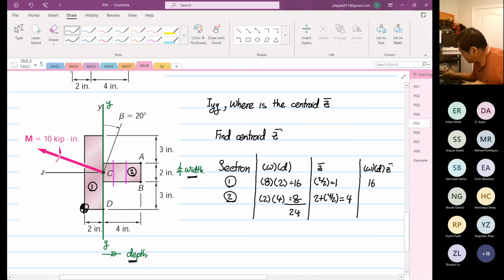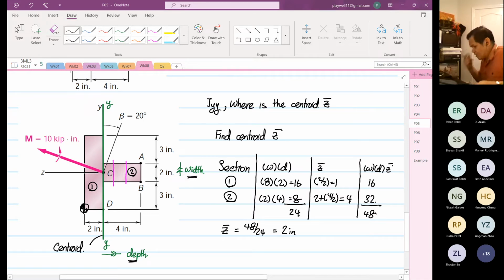So this is 16. 8 times 4 is 32. So 8 times 4 is indeed 32. When you add it all up, 16 plus 32 is equal to 48. So your Z bar is equal to 48 over 24, which is 2 inches. Where the green line is, what do we find? Centroid. We nail down the centroid.